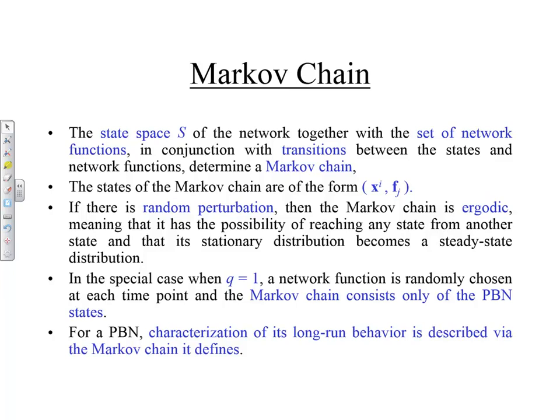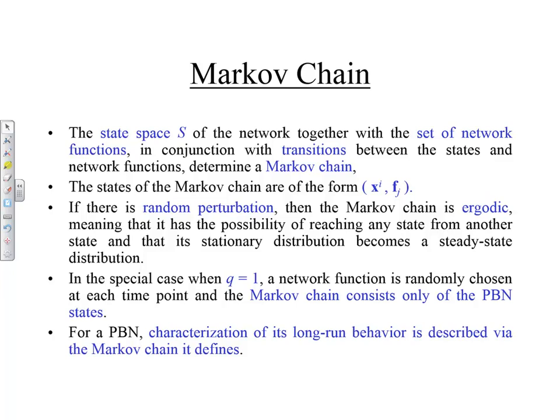Anyway, the state space S of the network, together with the set of network functions, in conjunction with the transitions between the states and network functions, determines a Markov chain. In the beginning, if you had an instantaneously random probabilistic Boolean network, at every time point you are selecting new predictors. In that case, the states would be just the gene activity profile. In the case where you're also choosing a network at some point in time, you're going to have states of this form.